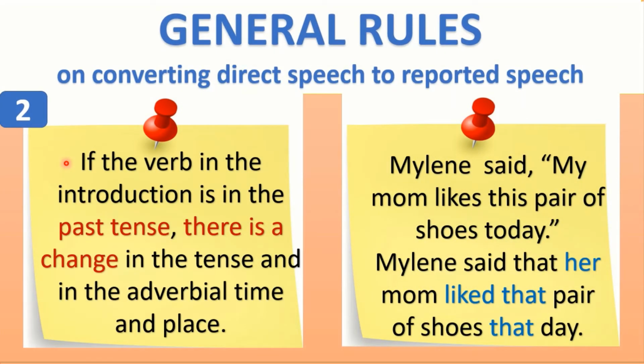General rule number 2. If the verb in the introduction is in the past tense, there is a change in the tense and in the adverbial time and place and also in the demonstrative pronouns. Example: Mylene said, "My mom likes this pair of shoes today." Said is the introductory verb and that is in the past tense. So we are expected to change the tense of the verb here. We are expected also to change the demonstrative pronoun and also the adverbial time. Of course, we must not forget to change the pronoun my.